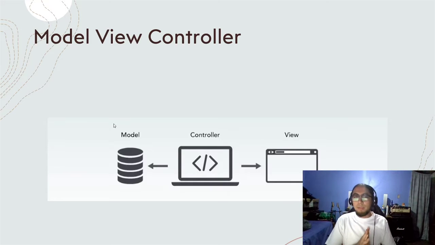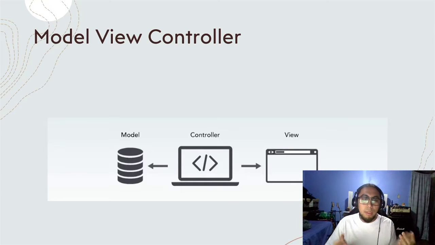So the first one is the model, and the model is responsible for managing the data of the application. It responds to the request from the view, and it also responds to instructions from the controller to update itself. The model is the lowest level of the pattern, which is responsible for maintaining data, and the model represents the application core.